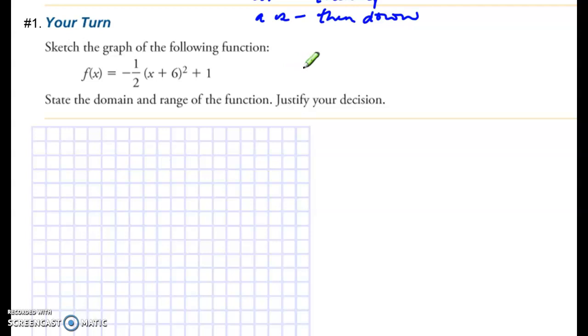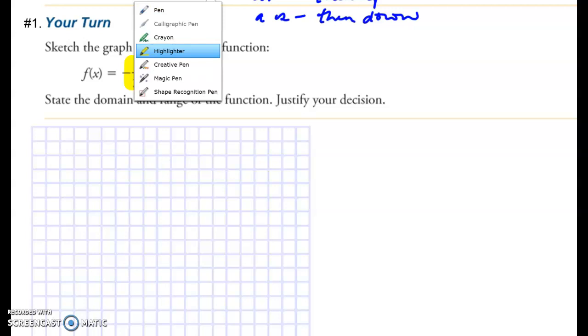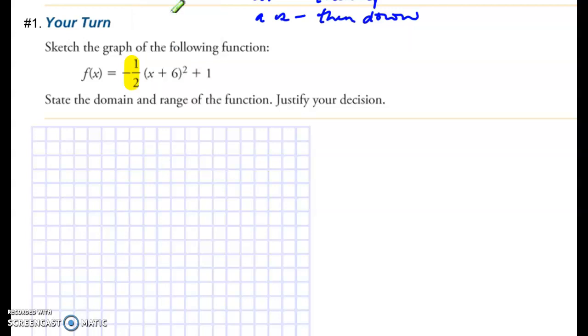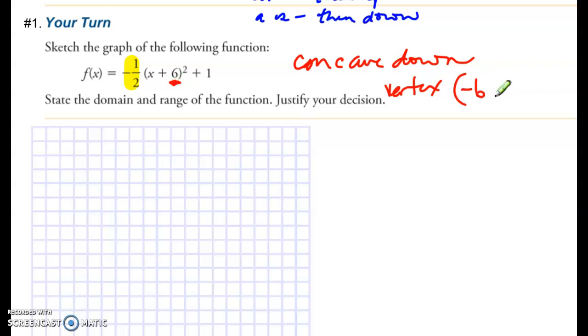Okay, will this open up or down? Let's look at the a here, and I'm hearing you through the computer say down, and you are right. Okay, it's concave down is the first thing we notice. Secondly, we know the vertex right from looking at this equation. The vertex is going to happen at -6, remember opposite sign, comma, 1, same sign. Okay, so let's sketch that out.